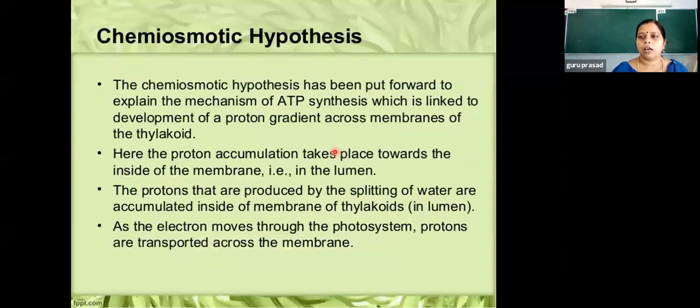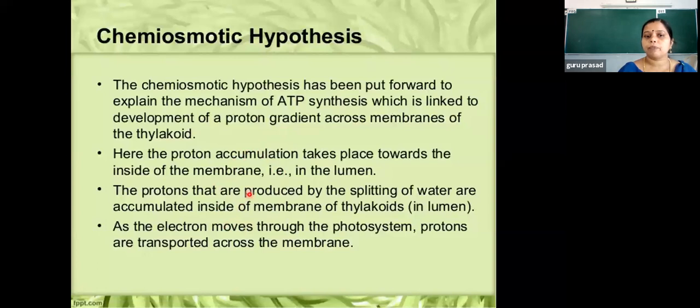Next, another major important concept of photosynthesis is the chemiosmotic hypothesis. This clearly explains how ATP molecules are synthesized in the thylakoid membrane, and it majorly depends upon the proton gradient. ATP synthesis is majorly dependent on what? Development of a proton gradient across the membrane of the thylakoid.